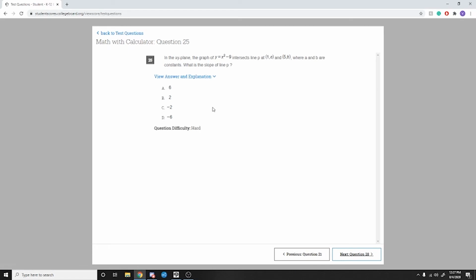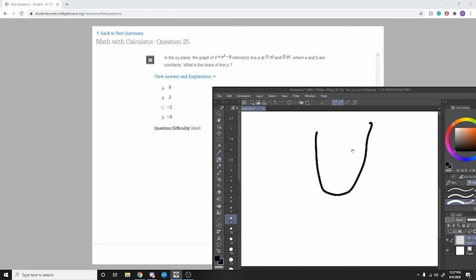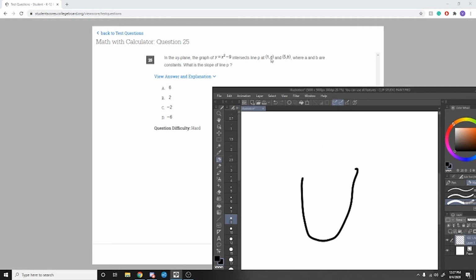Okay, in the xy plane, the graph of y equals x squared minus 9 intersects at the points (1, a) and (5, b), where a and b are constants, and p is the slope. Now, let's see. This is another parabola, so let's draw a random parabola. They've given us that it's at points 1 and 5, so when x is 1 and when x is 5. And we can find a and b by just plugging in the values.